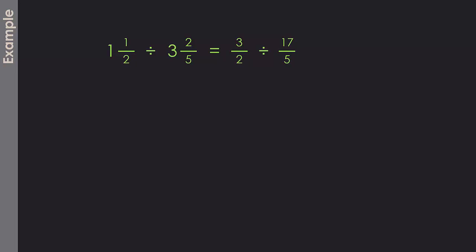Let's flip the second fraction into its reciprocal, and the division symbol becomes the multiplication symbol. So 3 over 2 divided by 17 over 5 equals 3 over 2 times 5 over 17. And then we do the multiplication, numerator times numerator over denominator times denominator. We cannot use cross-canceling here. So 3 times 5 equals 15 over 2 times 17 equals 34. So we get the answer 15 over 34.